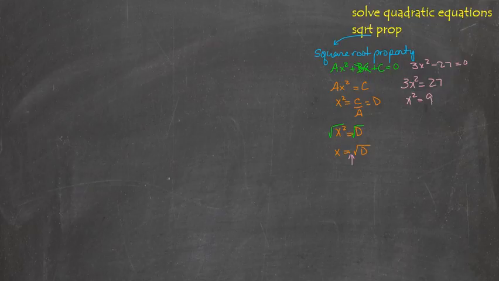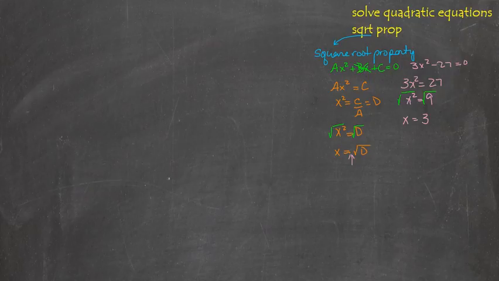Now I want to take the square root of both sides. Not such a big deal at this stage of the game, right? So square root and the square root. That tells me that the square root of x squared is just x, and the square root of 9 is 3.